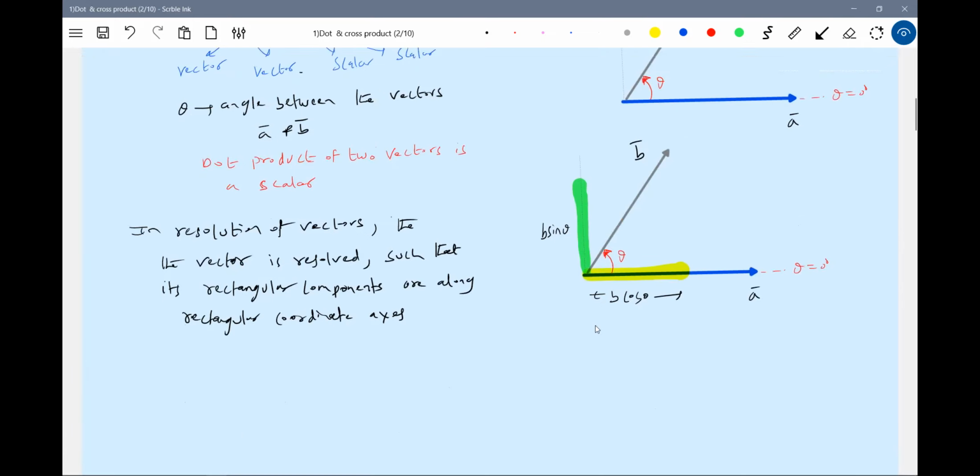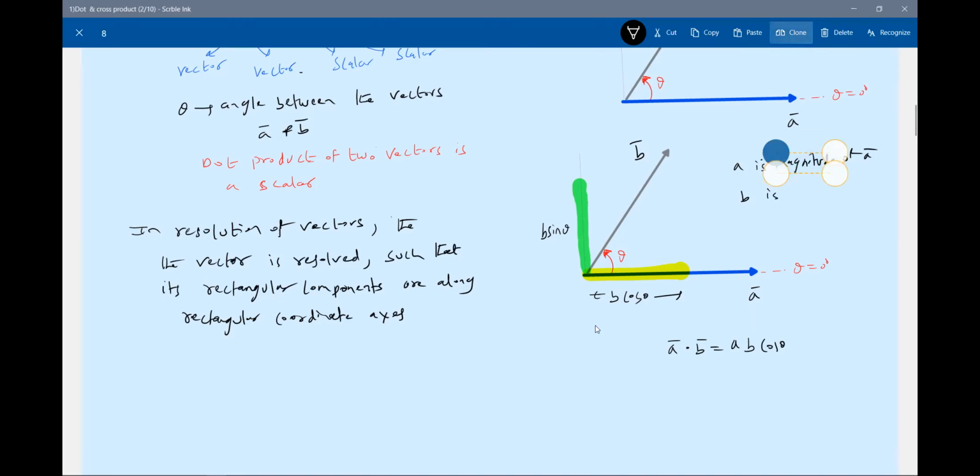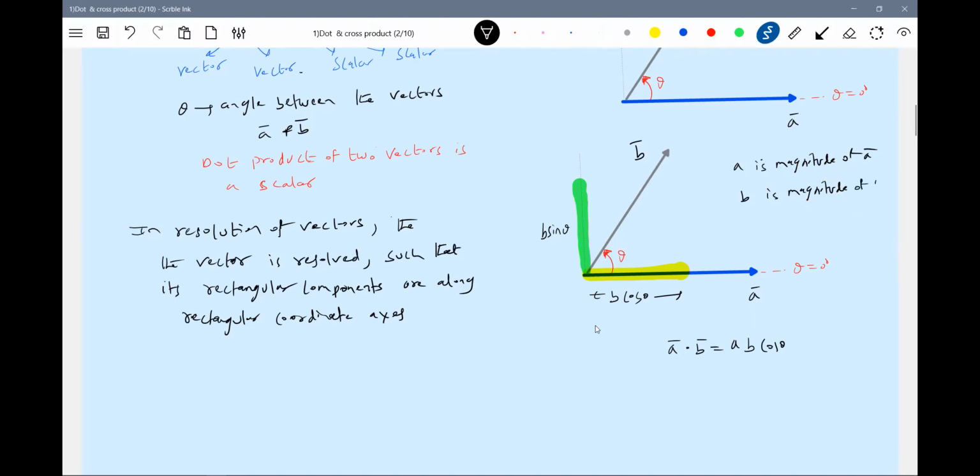So now, looking at this diagram, we know A bar dot B bar equals AB cos theta. Instead of writing mod of A bar, mod of B bar, let me write only AB. I know the scientific notation is mod of A bar, but to avoid all that scribbling, I'm just writing AB. A and B are what? Magnitude of A bar and B bar. Let me write that, we'll be on the safer side. A is the magnitude of A bar, B is the magnitude of B bar. So now, B cos theta is what?